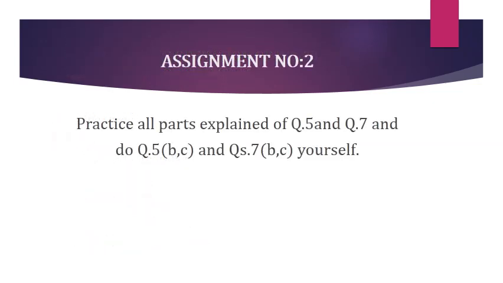Now students, that is all about lecture number 2, and it's time to give you a home assignment for practice. I have explained question number 5 A and D parts and question number 7 A and D. Now you have to do question number 5 B, C parts yourself and question number 7 B, C yourself. In the last lecture I told you to leave the topic of Venn diagram. In question number 5 also a Venn diagram is not required, but in question 7 we have to draw a Venn diagram, but I shall explain that later.